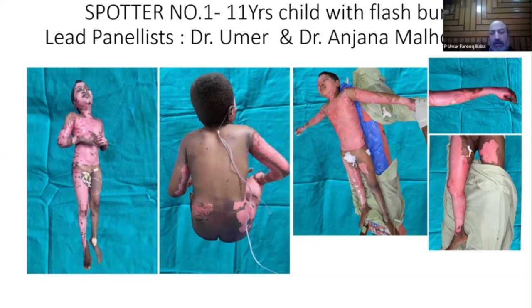What are the other ways of calculating burn percentage? Sir, rule of palm: the patient's palm is equal to 1% of the total body surface area. And rule of 5, which is used in pediatrics, Wallace rule of 9, which is used in adults, and the Lund and Browder chart.